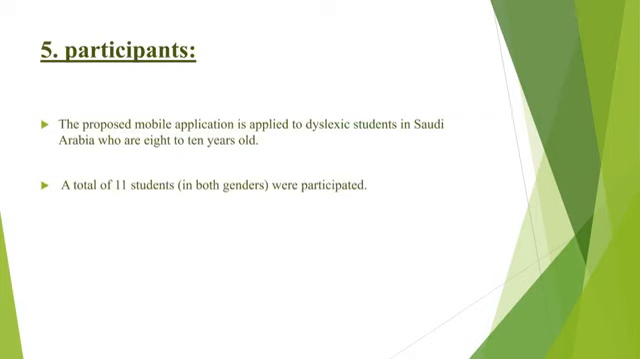Here are the number and age of the students who participated in this study. This study contains participants who are in 3rd to 5th grade. Those students have been diagnosed with dyslexia and are enrolled in public primary schools in Saudi Arabia. A total of 11 students of both genders, between the ages of 8 and 10, participated in the study, with self-reports disclosing no prior diagnosis of any learning disabilities.